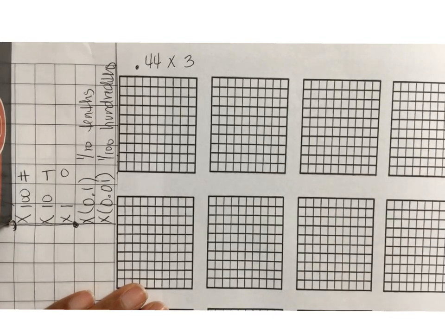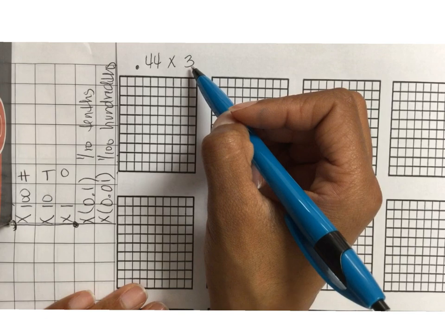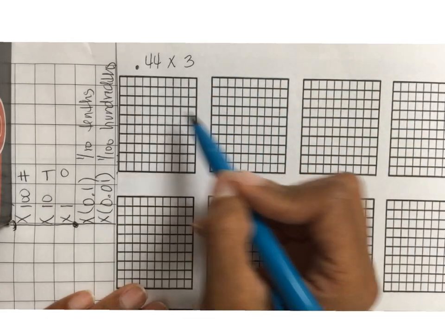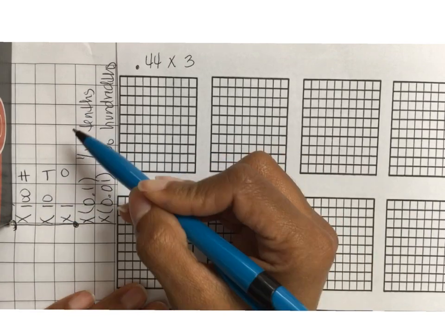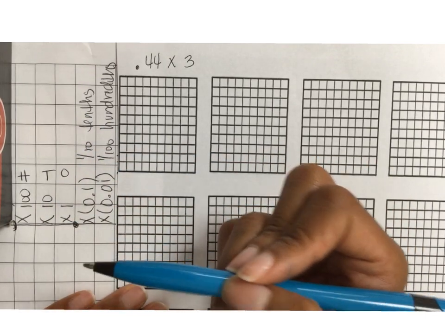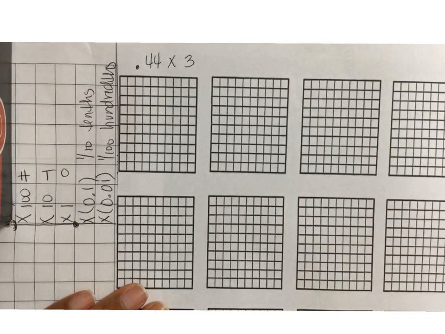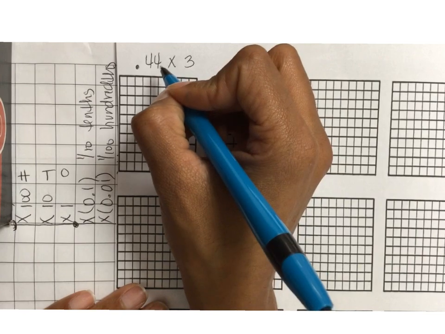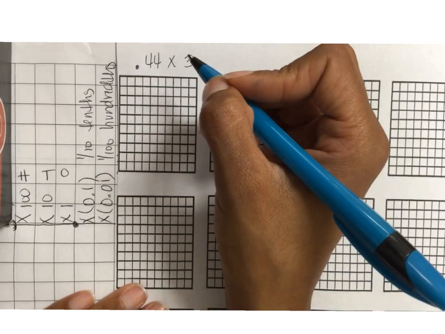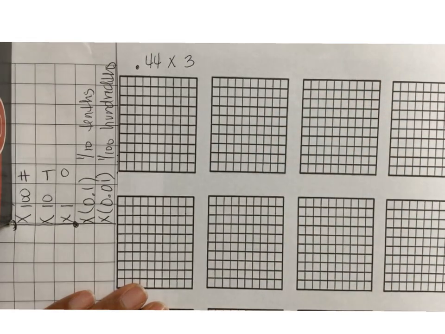Okay, so I'm going to be multiplying 44 hundredths times 3 wholes. And as you can see, I have hundredths grids in front of me, and also my place value chart that I will be using when I multiply and try to figure out my product. So the number that I'm going to be repeating is 44 hundredths. And I know that I'm repeating that number because it's multiplication, which is repeated addition.